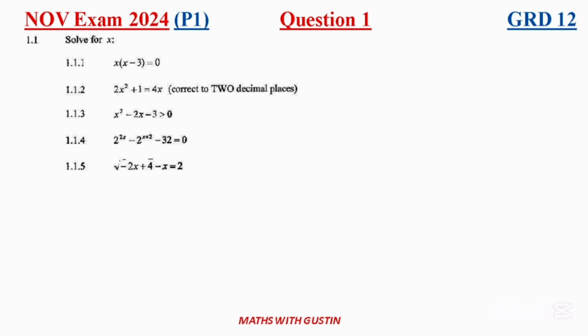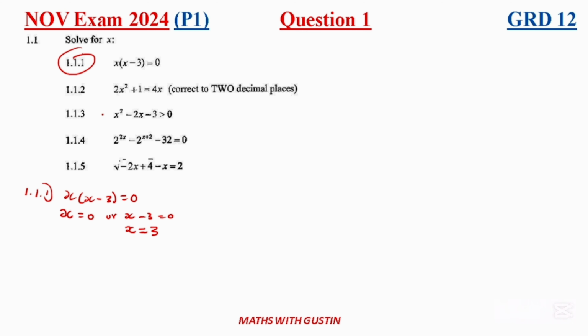So let's have a look at 1.1 here. It says you need to solve for x from 1.1.1 up until 1.1.5. All right, so now 1.1.1 they want us to solve for x. It says here x times (x minus 3) is equal to 0. Therefore, when you solve for x, simple, straightforward, x is equal to 0, or x minus 3 is equal to 0. Therefore, you take 3 to the other side, so x is equal to 3. All right, so those are your values right there.